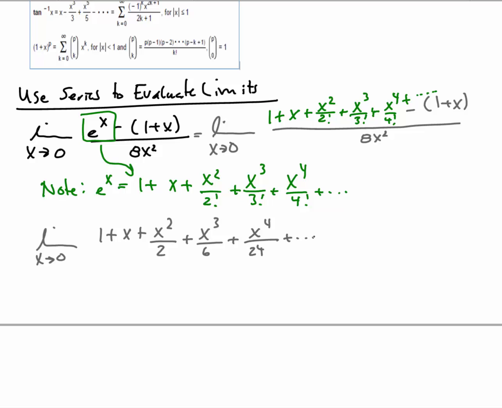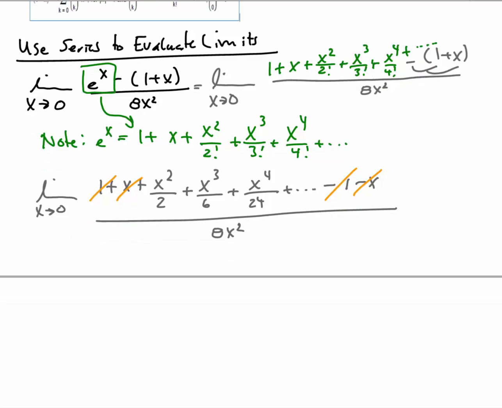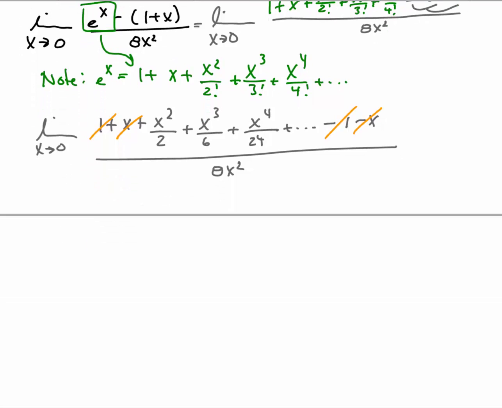So this pattern continues, and then I take this negative and I distribute it, and I have minus 1 minus x, and this is all over 8x squared. Well, we have some things that will cancel, 1 and a minus 1, x and a minus x. And then I also know that when we divide by a fraction, you multiply by the reciprocal.